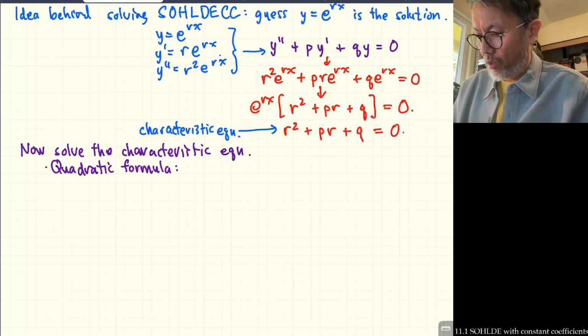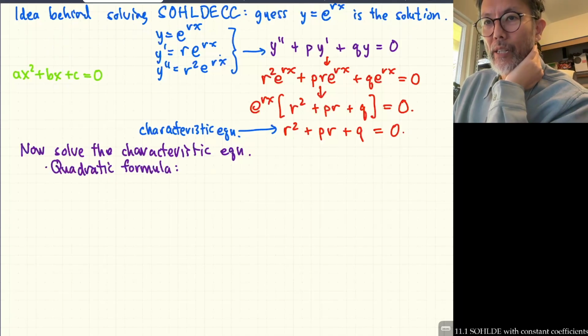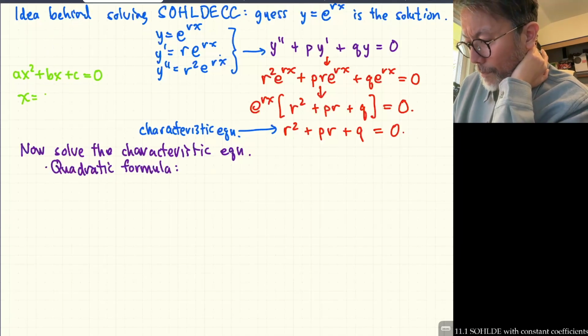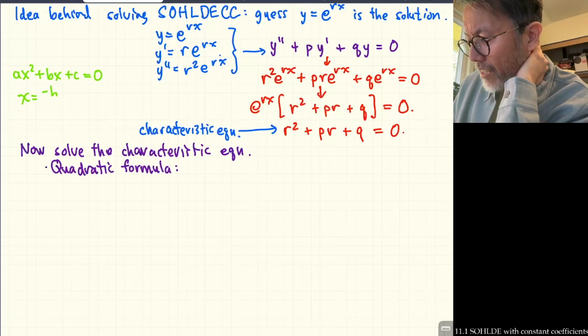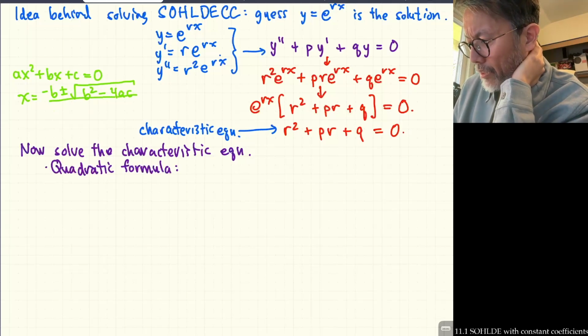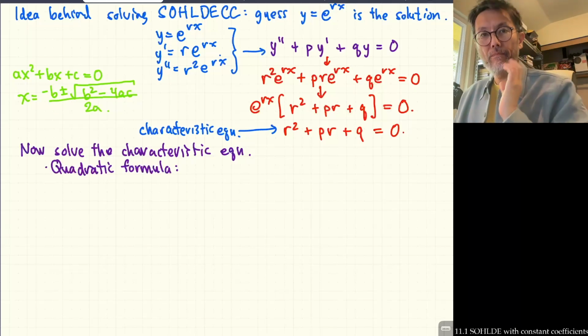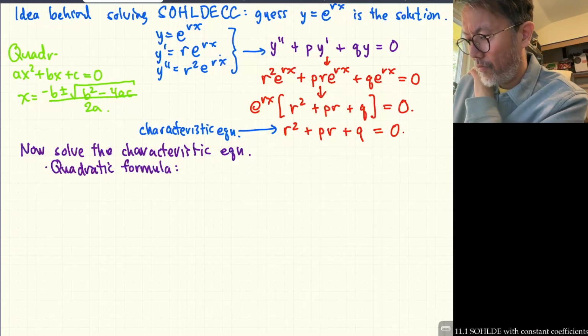Now, don't forget the good old quadratic formula. If you have something like ax squared plus bx plus c equals 0, it's always worth reminding yourself that x is, oh, shoot. Do I remember? It's negative b plus or minus the square root of b squared minus 4ac, divided by twice, 2 times a. Good. This is the quadratic formula. I know you've seen it in your life. You have to have.